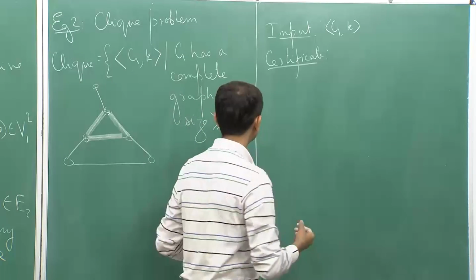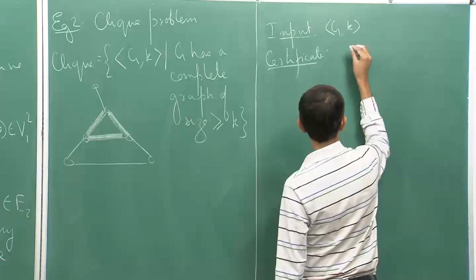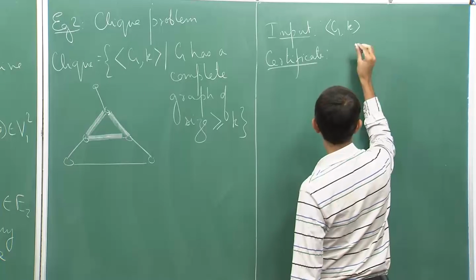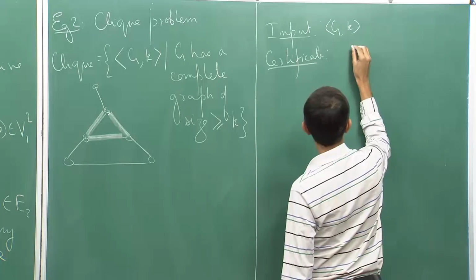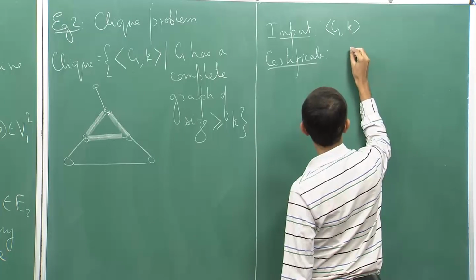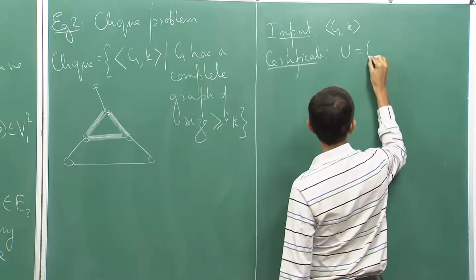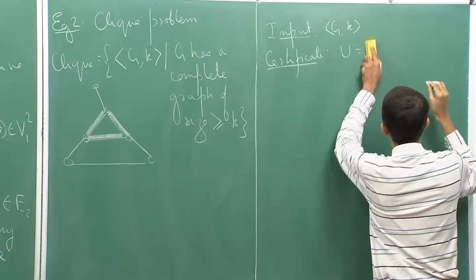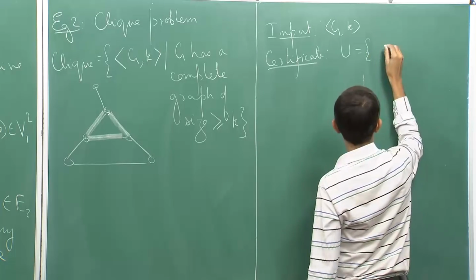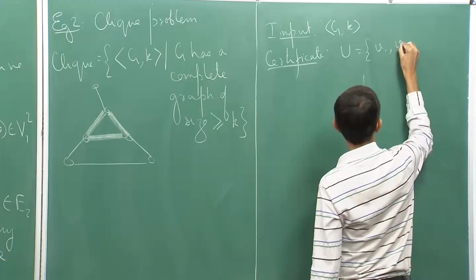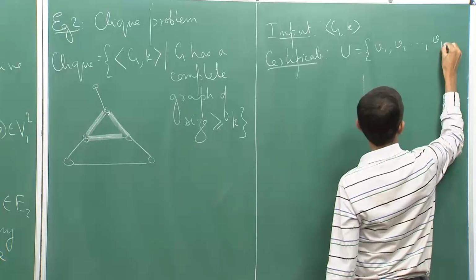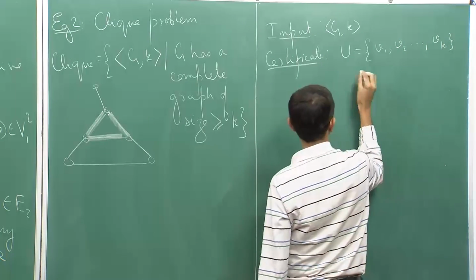Okay. So, our certificate is going to be a set of k vertices. Okay. So, a set U such that it has vertices, let us call them V1, V2 up to Vk.